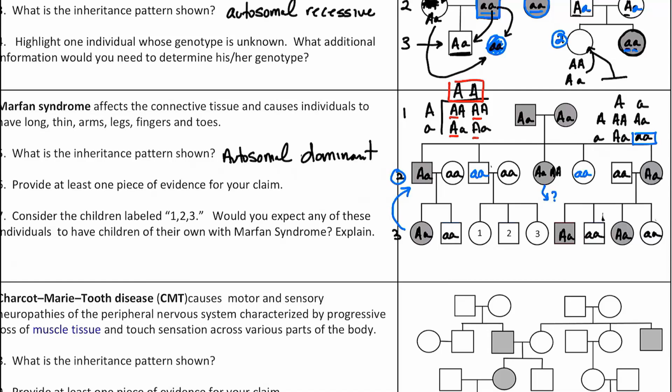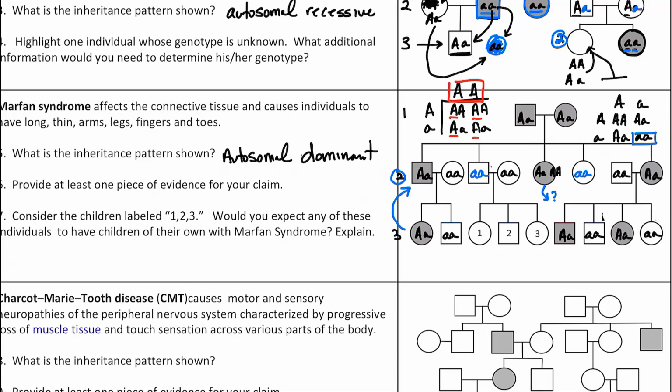Provide at least one piece of evidence for your claim. Well, I'm going to say it cannot be autosomal recessive because all of the children in the second generation would have the disease if it was, and there is no preference to gender, so it must be autosomal dominant. So basically, I'm explaining autosomal dominant by telling it what it can't be.